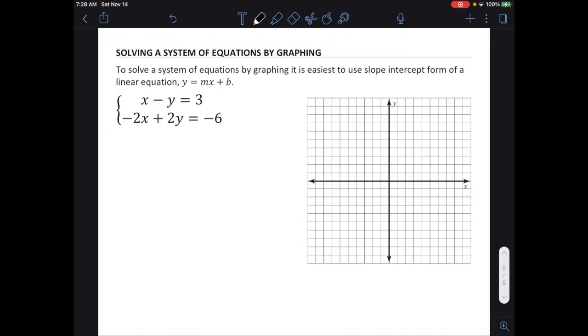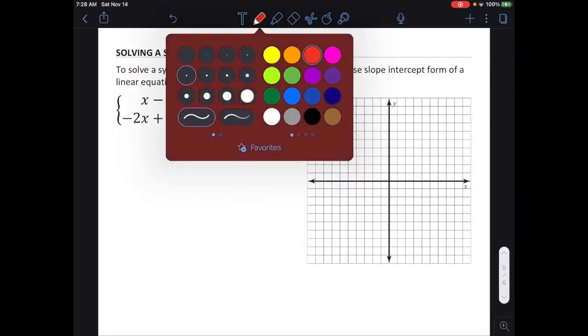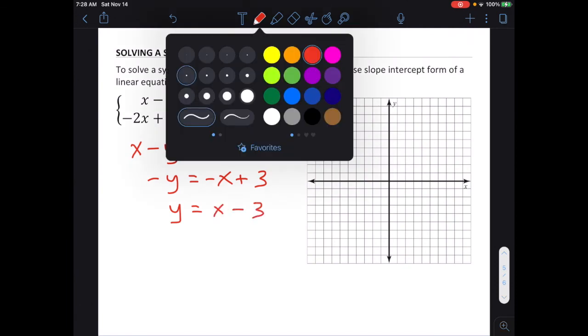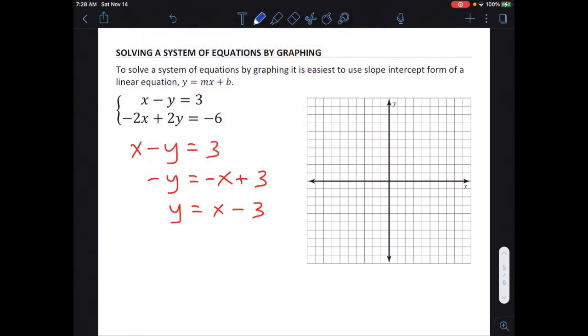All right, the last example, maybe you can guess what's going to happen here. First equation, we have x minus y equals 3. I'm going to subtract x from both sides, so I have negative y equals negative x plus 3. And then divide by negative 1, and when I do that, everything just changes signs. So I have y equals x minus 3. All right, so I'm not even going to bother to graph this one yet. I'm going to do the other equation first.